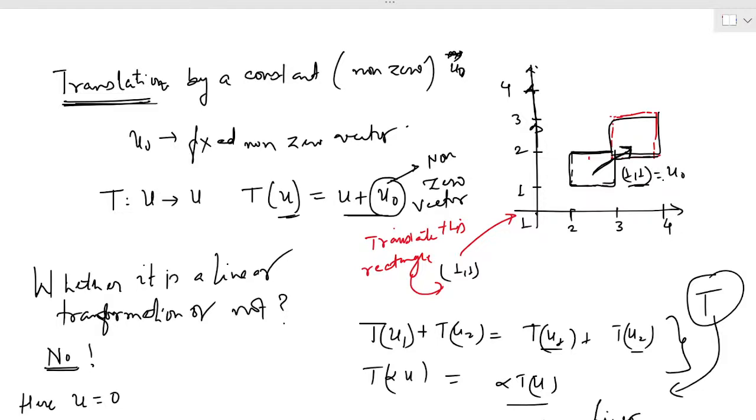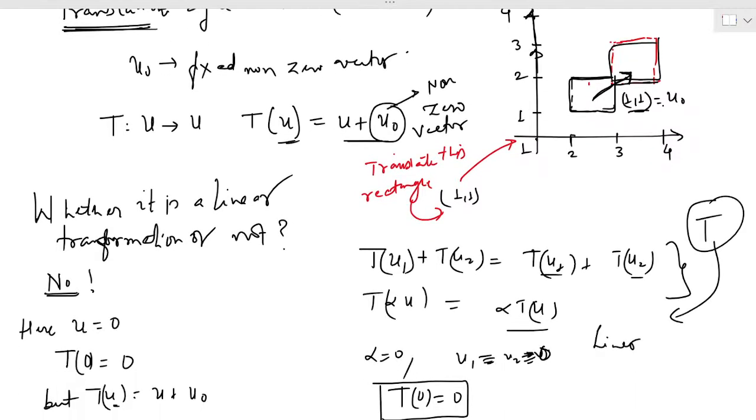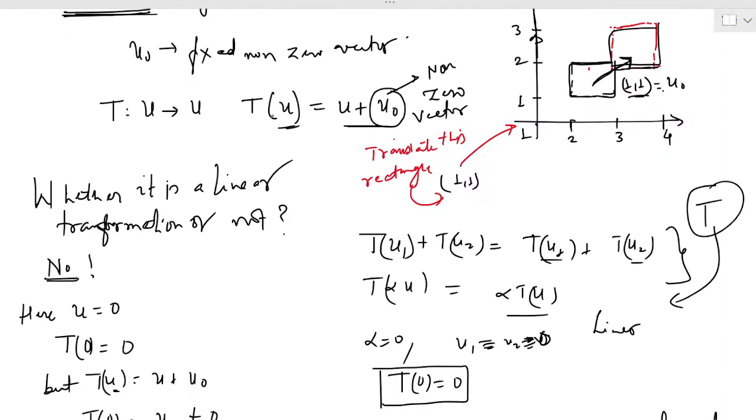I hope you remember that if T is a linear transformation, then T of 0 should be equal to what? It should be simply equal to 0. Obviously this is R square, so 0 would mean (0, 0). But understand, T of 0 should be equal to 0 if it is a linear transformation.